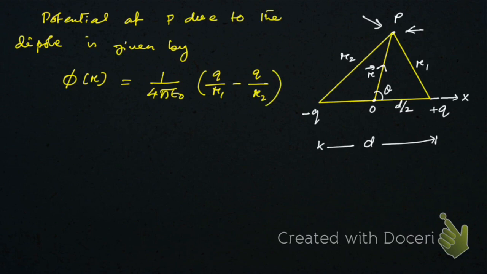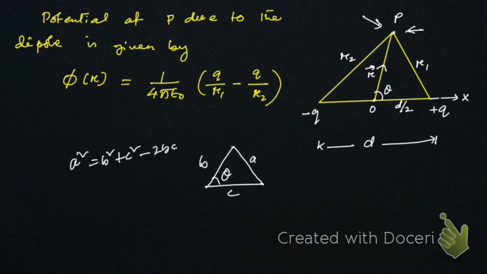Now you see, suppose you have a triangle. Let me consider the sides. This is A, this is B, this is C, right? And here this is the angle theta. Suppose this angle is theta, right? Then according to the cosine rule, if you apply the cosine rule, you should get A square is equal to B square plus C square minus twice BC cos theta, right? So this is the cosine rule.